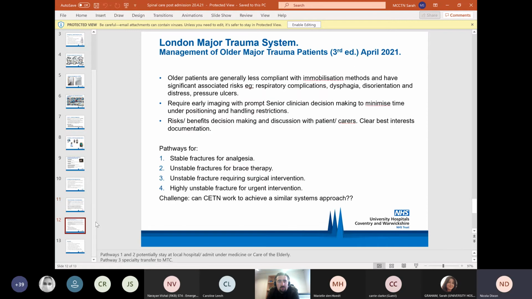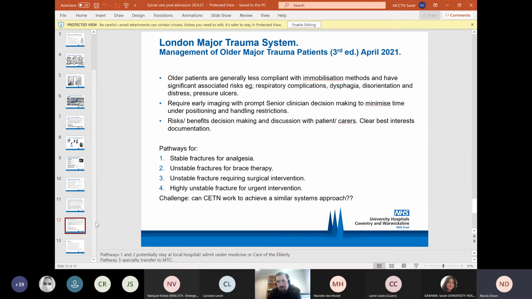So my final slide, London Major Trauma System have just republished their 3rd edition of their management of the older patients, and they support the arguments around the older patients. So they are likely to be less compliant. It's very difficult keeping a dementia patient flat. It makes no sense to them. It's very difficult just keeping them in chairs. So why are we doing that?